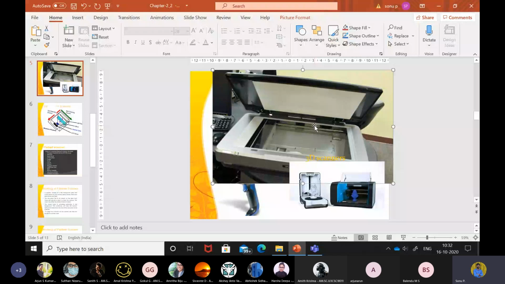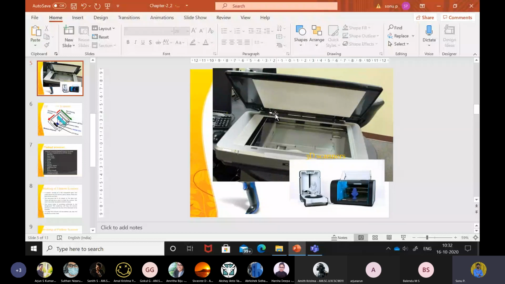So there are various parts inside this flatbed scanner. The main parts are a moving head, a glass plate, and a lid over the flatbed. The flatbed has the provision to place your document upside down. The upside down document will be scanned from one end to another.